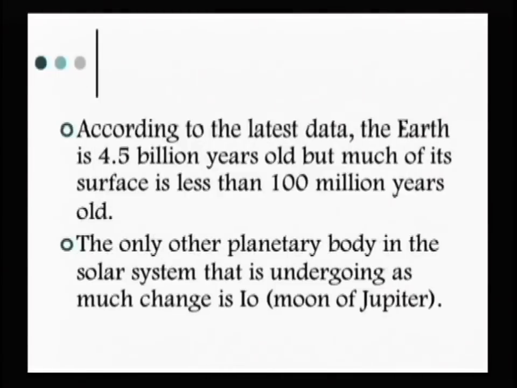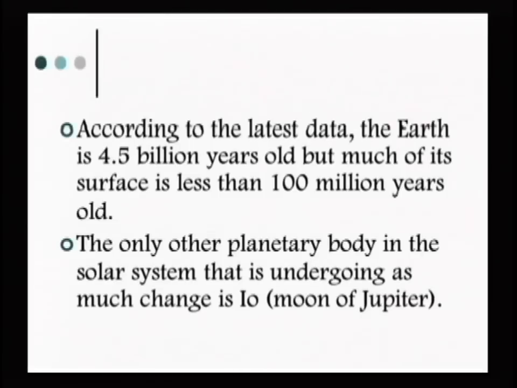Now, we talked about, when I did the intro last time, that the Earth itself is about 4.5 billion years old. But if we talk about the age of the surface, then that's less than about 100 million years old, because that surface is continually undergoing all kinds of geological activity. The only other planetary body in the solar system that is changing a whole lot more than the Earth is Io, one of the moons of Jupiter. We're going to find out that it's basically giving off volcanoes every time you turn around.